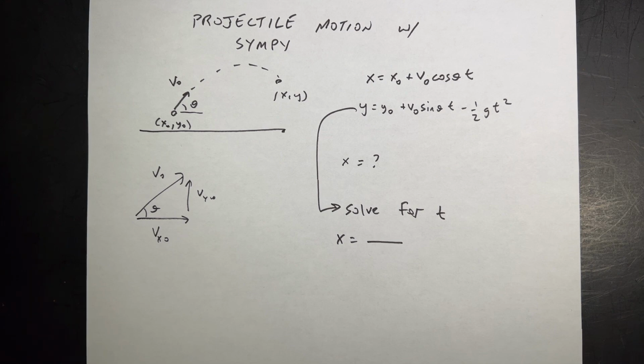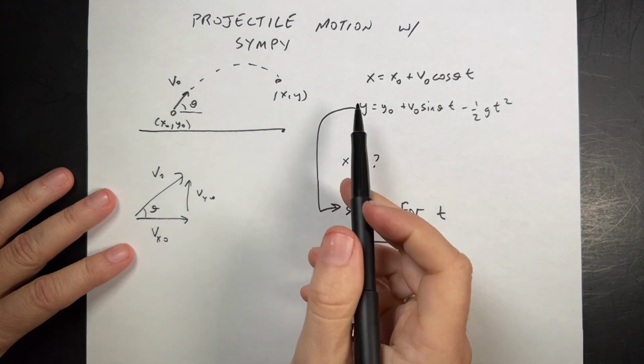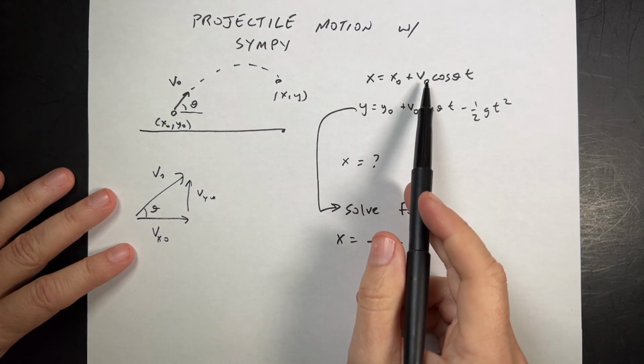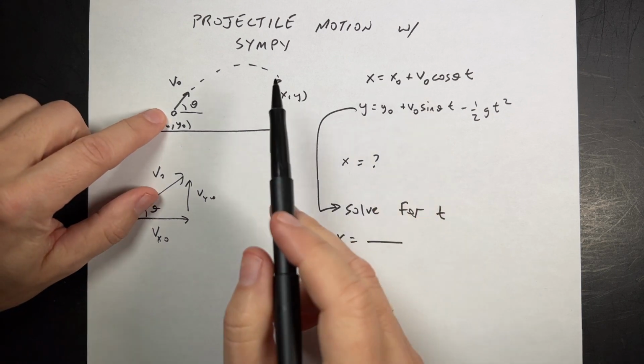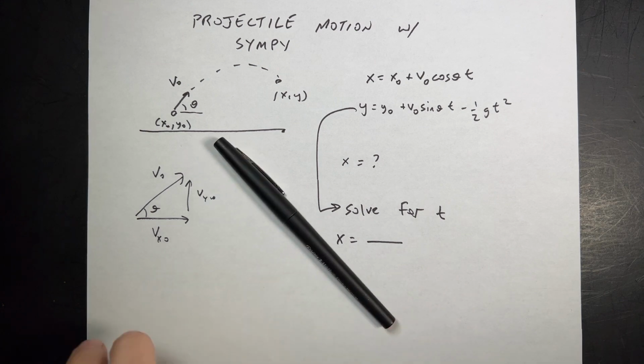What if I know where it ends up, and I want to find the launch velocity to get there? Right, so I know where it starts, I know where it ends, I want to find the launch velocity. That's not an easy problem. Okay, so we're going to do both those two problems with SymPy. Let's just jump right to it. Okay, switching to the computer.